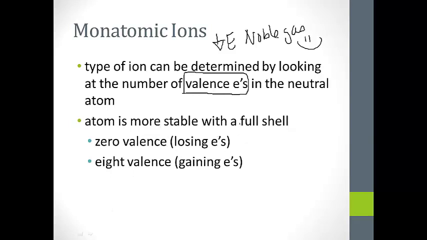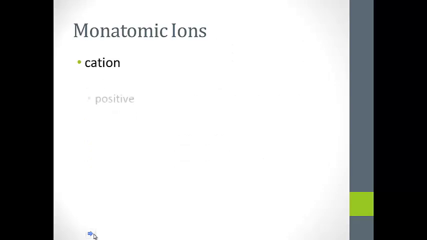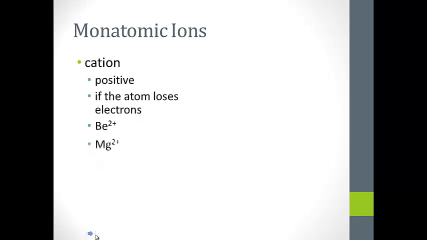Low valence will lose electrons. These are going to be your cations. And low valence just means it gives away all the electrons that are on the outer level. 8 valence, they will gain electrons. And a lot of these are your nonmetals. Okay, so there are some patterns to some of the types of atoms that form different cations or anions as well. Okay, cation is positive if the atom loses electrons.